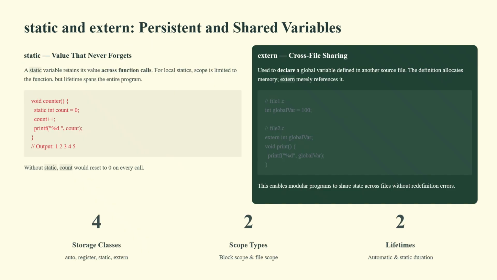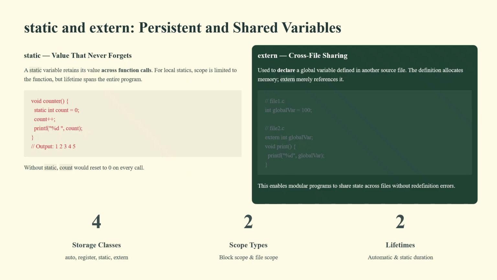Static and extern, or we can also call them persistent and shared variables. A static variable retains its value across function calls. For local statics, scope is limited to the function, but lifetime spans the entire program. Key features: retains value across function calls, initialized only once, stored in the data segment.